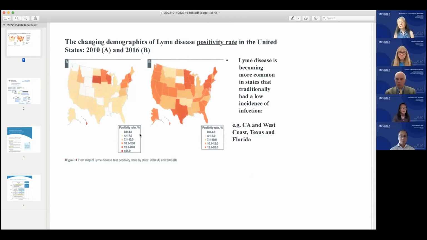And the IDEXX one is extremely convenient, and it's a point of care. In fact, I know people who order this test to test on themselves for Lyme disease or whatnot, right? Have you heard that one?